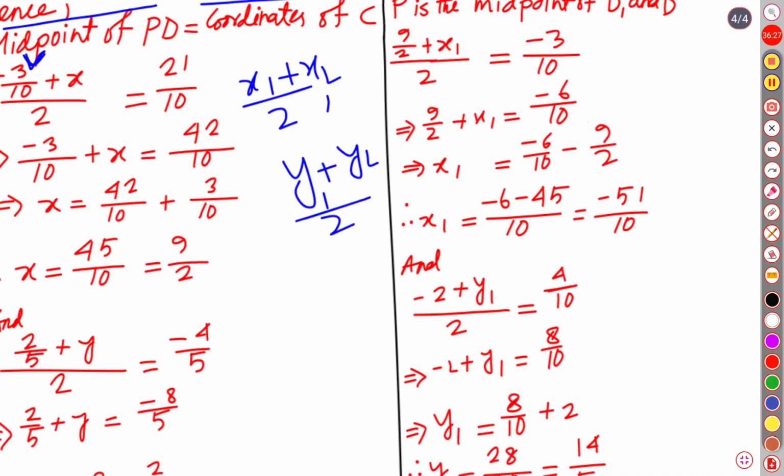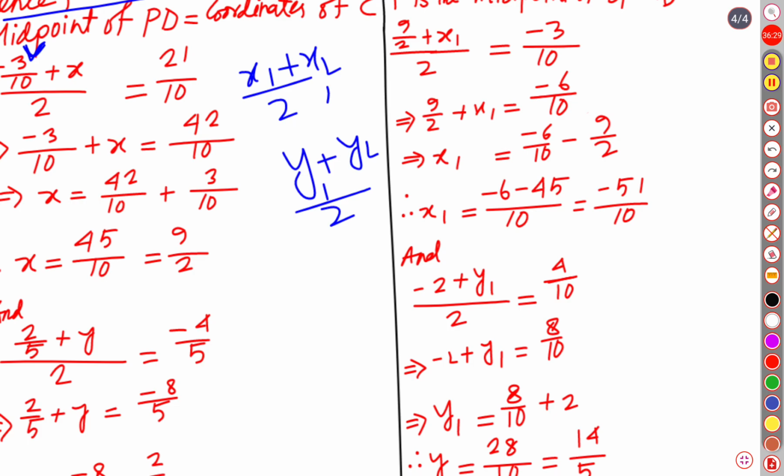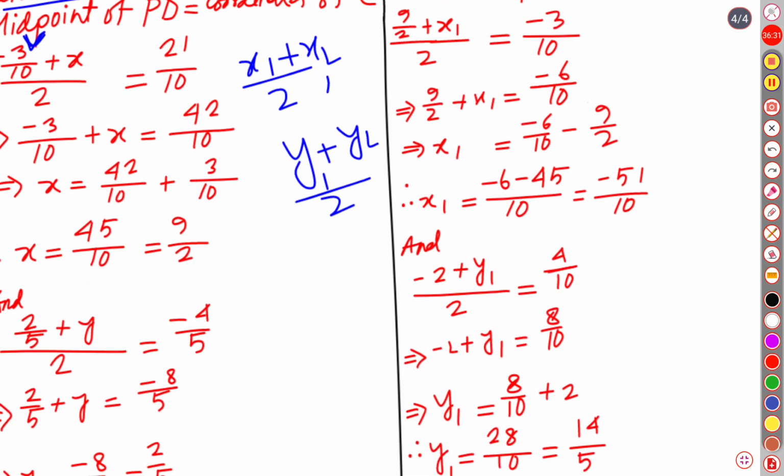Look, these are the x coordinates. After that there is negative 3 over 10 plus x, and this has been transposed to the right side. Then it is going to be 45 over 10, that is 9 over 2. This is the x coordinate of point D. We can write here x coordinate of D.